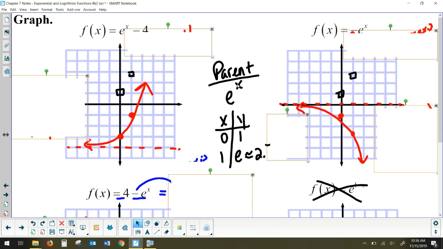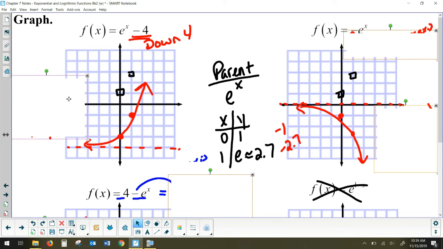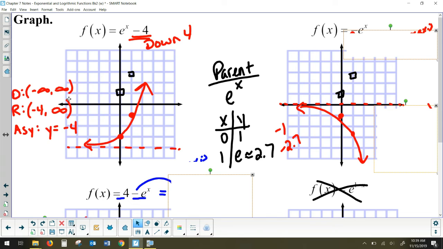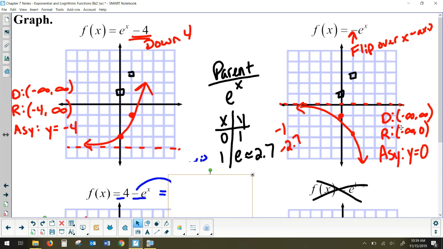Lastly, we have to graph. Graph like you normally would. Find your parent function. E to the power of 0, 1. E to the power of 1, 2.7. Graph those dots first, then see what's happening. We are moving down 4. So, then find your domain, range, and asymptotes. Here, we have a negative on the outside. Flipping over the x-axis, we multiply our y's by negative 1. So, negative 1, negative 2.7. Find your domain and range.